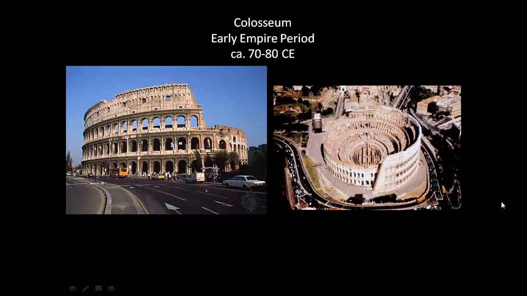Now, the Colosseum originally was known as the Flavian Amphitheater. It was not originally known as the Colosseum. The reason why it was known as the Colosseum is because when it was built, there was right next to it originally a Colossus statue of the Emperor Nero. Colossus basically just means large statue.